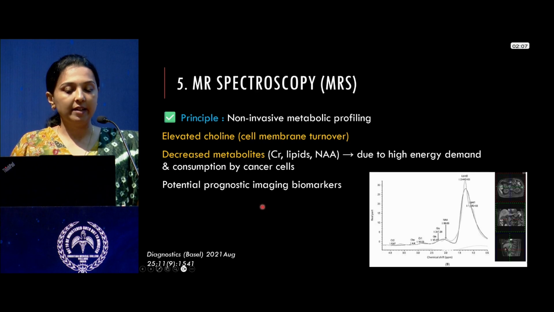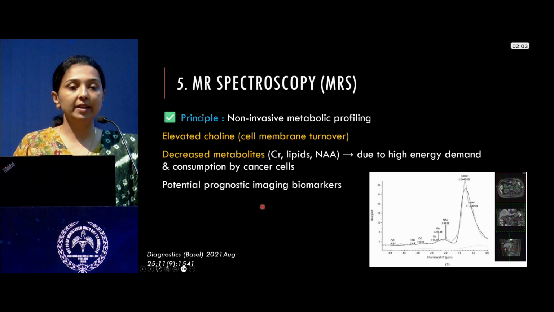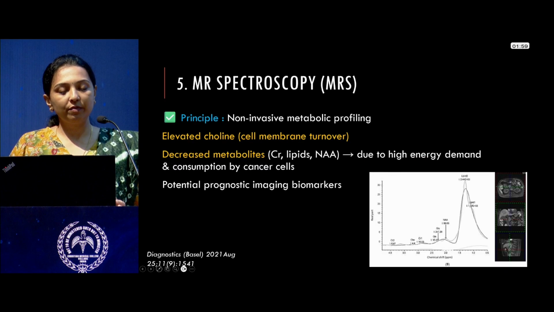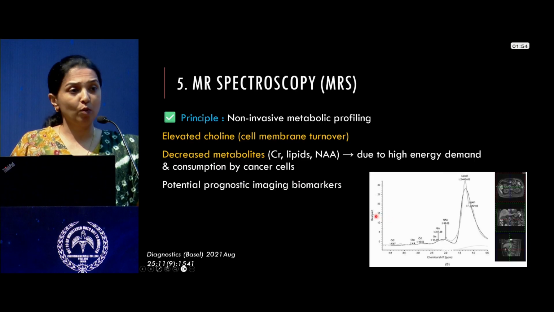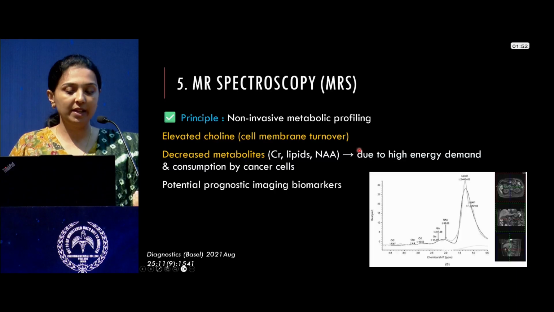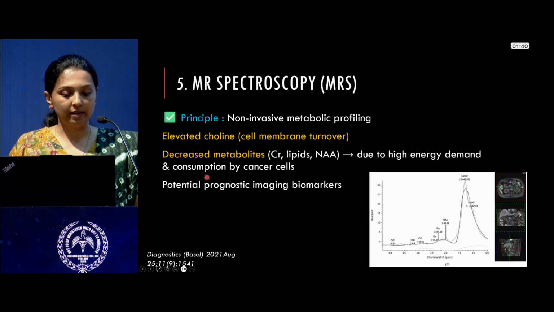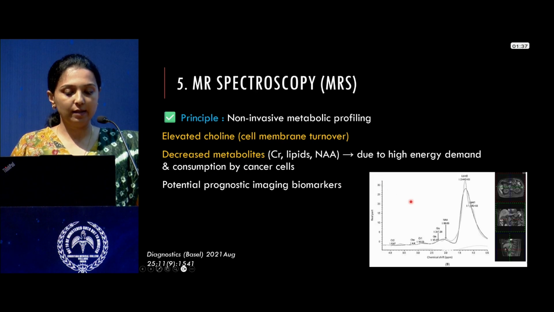This is a technique where we do metabolic profiling, where the metabolite content of the tissue is assessed by sampling. So, if an elevated level of choline is seen, it means the cell membrane turnover is more, and therefore it is more probably a malignancy. Whereas if the metabolites like creatine, lipids, and N-acetyl aspartate are decreased, it means that the tissue is using more energy and therefore the metabolites are getting consumed, which also indicates malignancy.